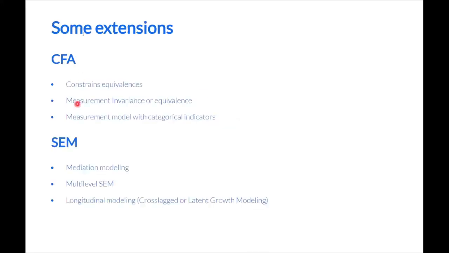As extensions of this, we can use confirmatory factor analysis in order to test constraints, equivalence, or measurement invariance across countries or across groups. Measurement models with categorical indicators are another approach in which we use these kinds of techniques. And with structural equation modeling, we can estimate mediation models or more complex models, multilevel structural equation modeling. That is another way to use it. And longitudinal modeling, cross-lagged or latent group models, or the other options that we can find.